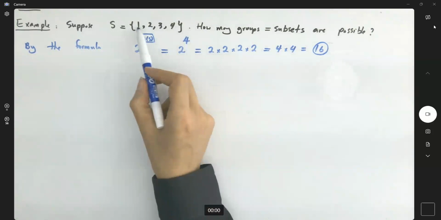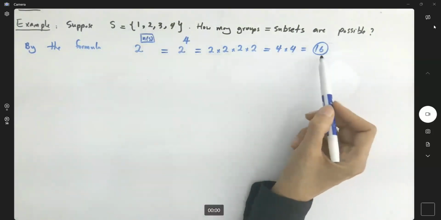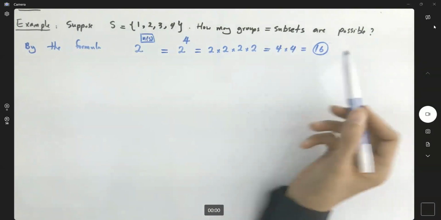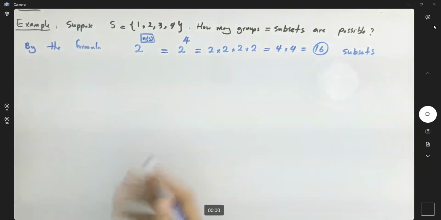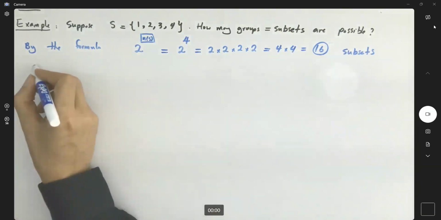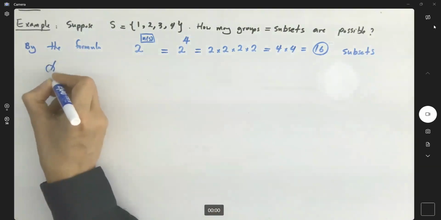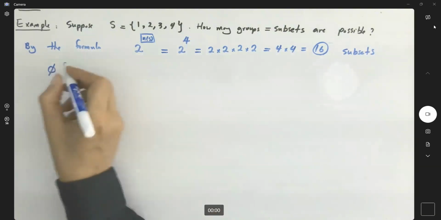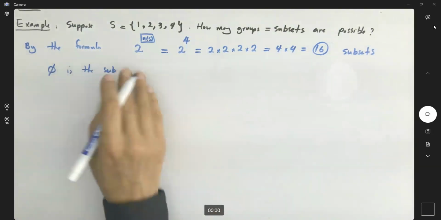Okay, with a class of only 4 students, there are 16 possible subgroups, right? Or 16 subsets. But how do we list them? The very first one is the empty set. Empty set is the subset of any set.